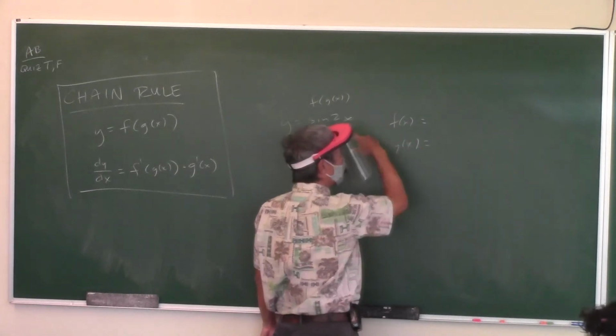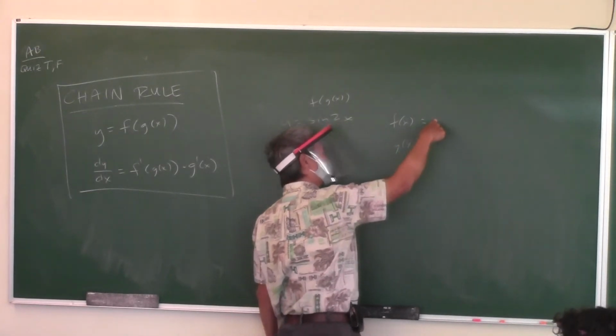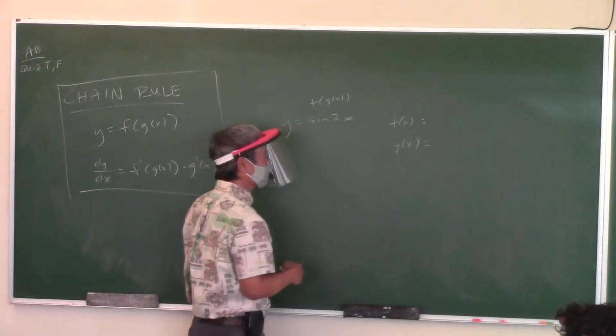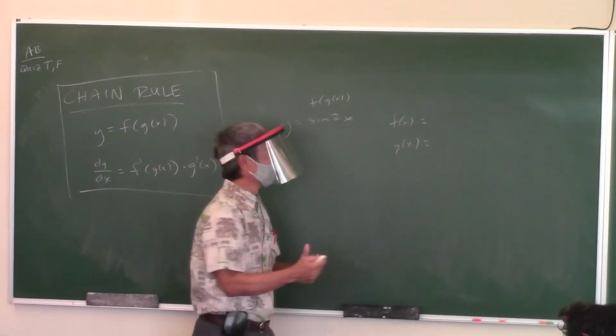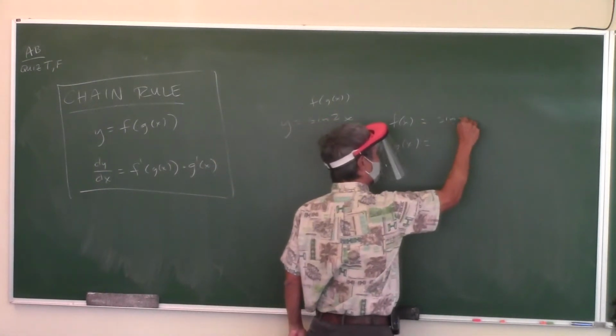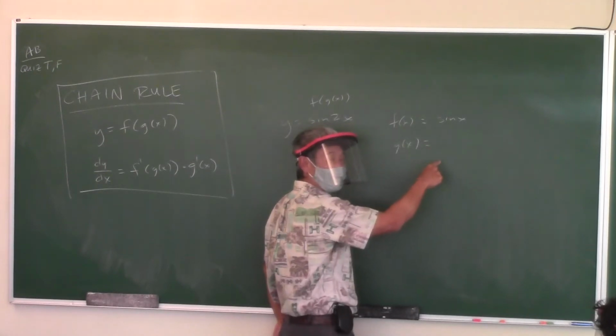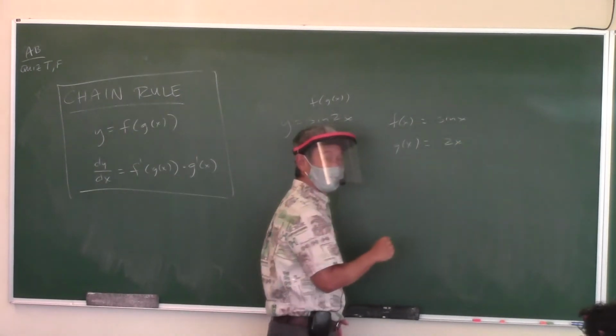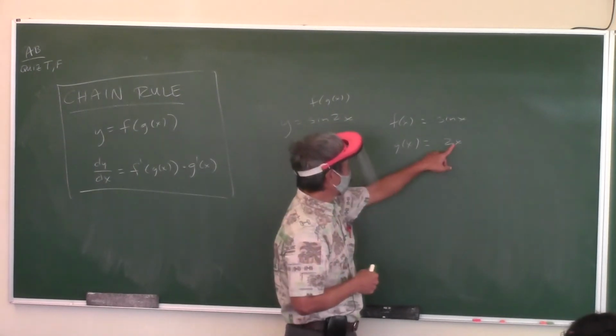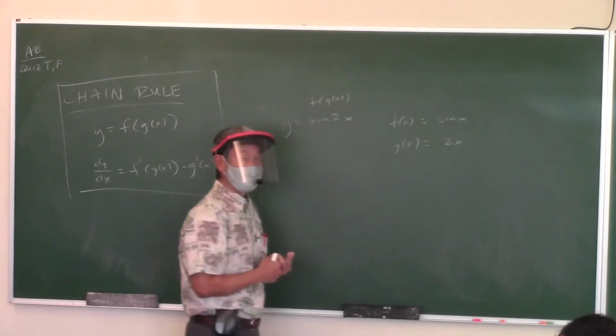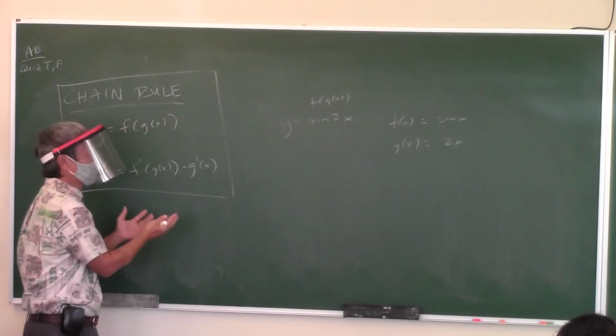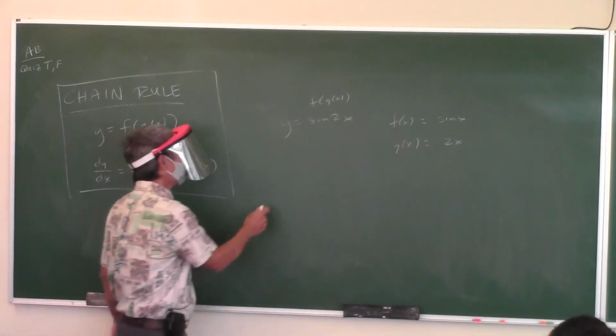So f of g of x means whatever's here, you plug into here, and then you get this. So what would f of x be? Sine x. Now what would g of x be? 2x, right? Everybody see that? If you plug this into there, you get sine 2x. So now we can just follow the chain rule.